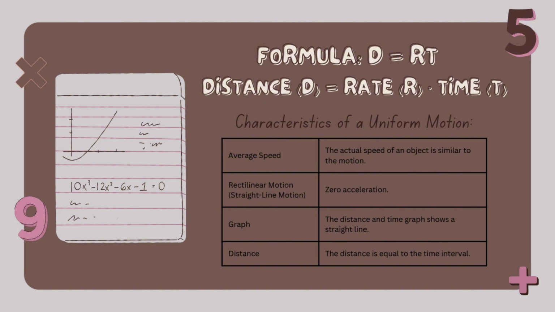The second characteristic is rectilinear motion, also known as straight line motion. It means zero acceleration. The third characteristic is the graph. It means the distance and time graph shows a straight line. And the last characteristic is distance. It means the distance is equal to the time interval.